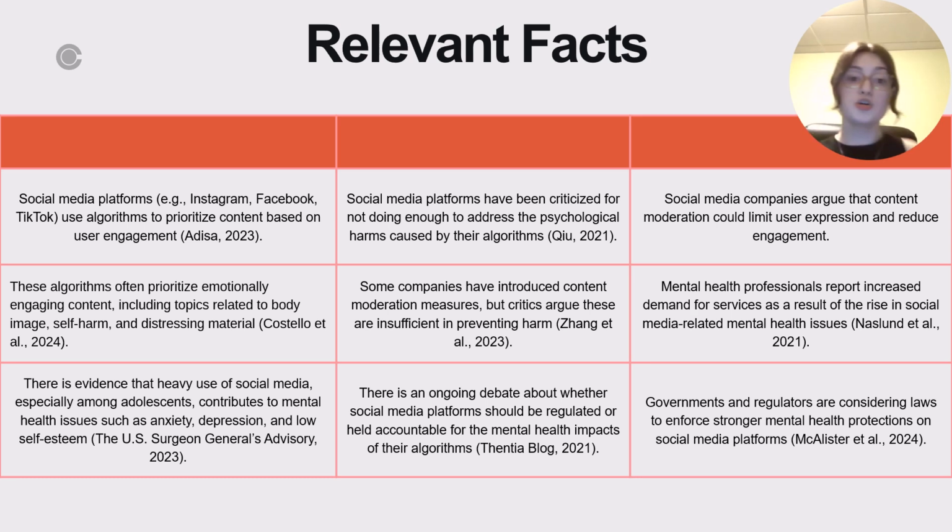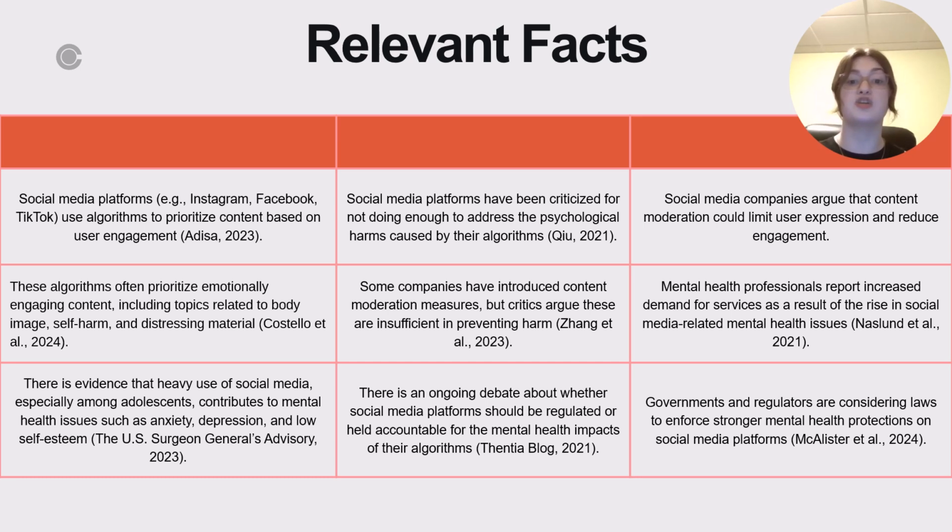Next, social media platforms have been criticized for not doing enough to address the psychological harms caused by their algorithms. There's a study done in 2021 that has been proven and shown true in recent events, with TikTok, for example, being sued and having lawsuits against it for the fact that its algorithm is showing negative content and showing self-harm and body image issue content to youth. So again, this is a major issue that has been occurring for a long time and has recently been coming to light pretty heavily in the form of legal issues.